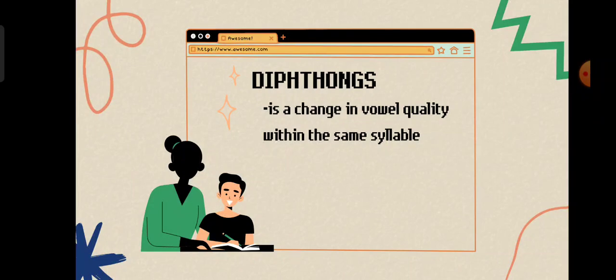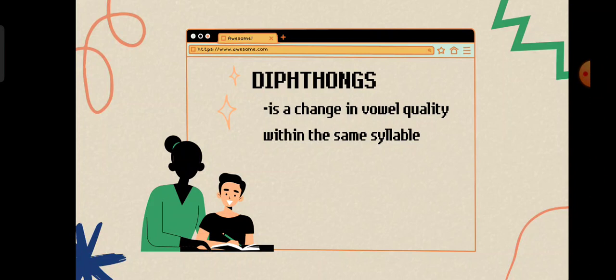So, next we have the diphthongs. A diphthong is a change in vowel quality within the same syllable. Diphthongs are handled more elegantly in the American system than in the IPA. Basically, in the American system, if a syllable proceeds higher and toward the front of the mouth, this is indicated by adding the symbol Y to the vowel.